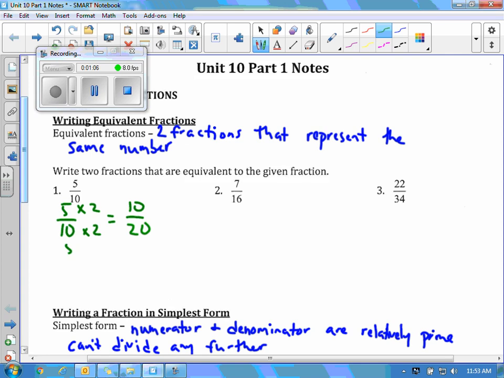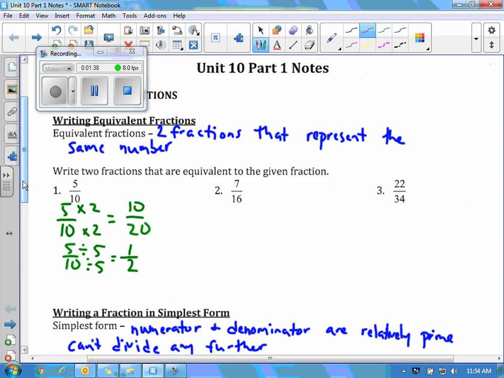I can also do this with division. I know that 5 and 10 can both be divided by 5. So if I divide both by 5, I'll get 1/2. I could also multiply by 3, 4, 10, whatever. When you're going to multiply to get an equivalent fraction, you can literally pick whatever number you want to multiply by, as long as you do it to both the numerator and the denominator. When you divide, you have to make sure that both numbers are divisible by the number that you pick.